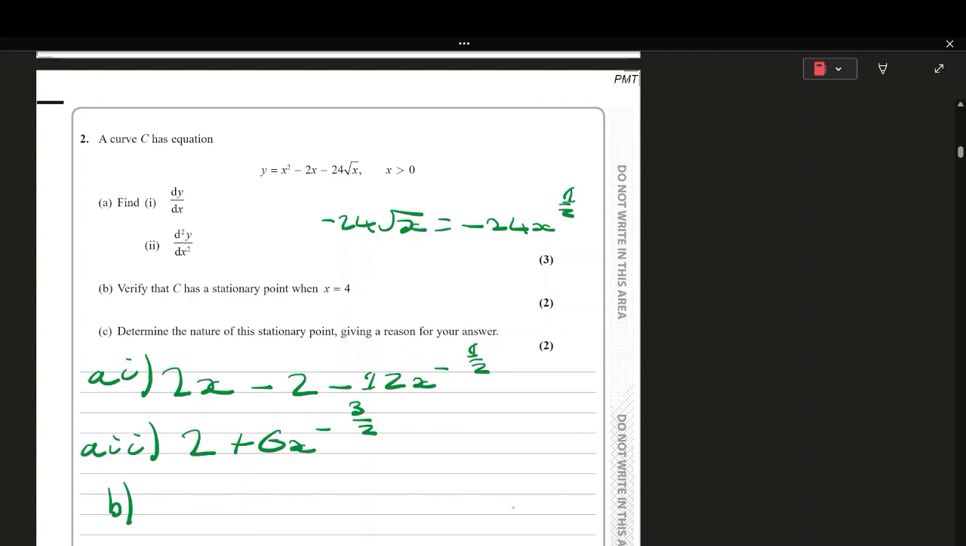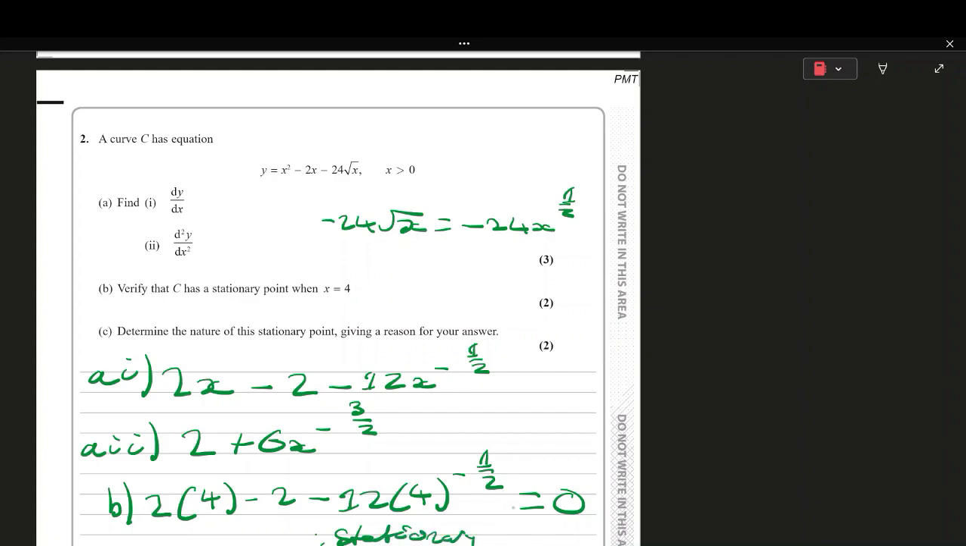Find the stationary point. That means you need to, when x is equal to 4, so you use the dy by dx and just put 4 into the equation. So 2 times 4 minus 2 minus 12 times 4 to the negative half, and it should be equal to 0. And so therefore it's a stationary point.